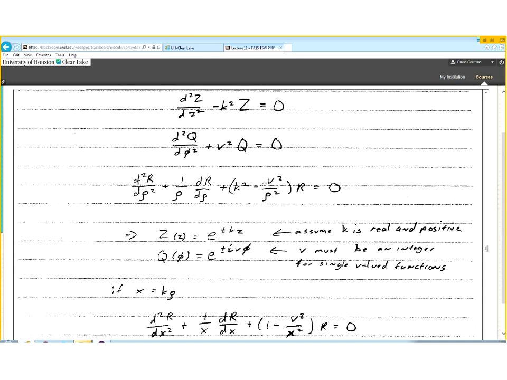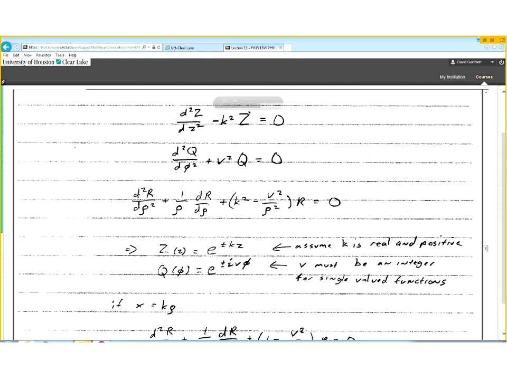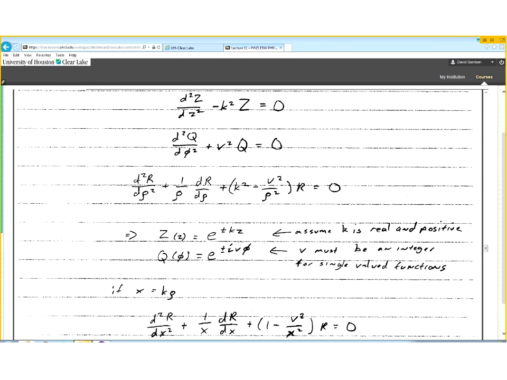And then the rho equation ends up just being a function of rho, and then you can see the two constants, the k squared and the v squared. Now, for the z equation, since this is a negative term, it's solved by an exponential, e to the plus or minus kz. So it's an exponential term which either increases or decreases with z. It doesn't oscillate. And then the phi term, since it has the plus v squared, is solved by e to the i v phi. And so that one actually changes and oscillates.